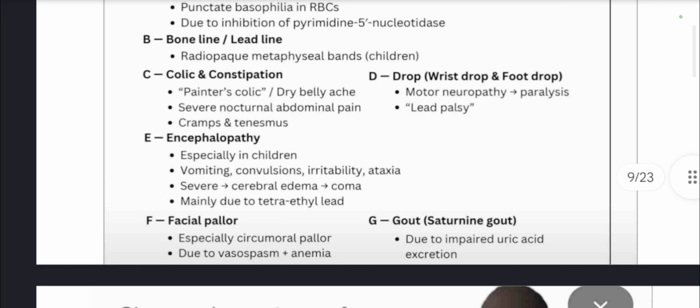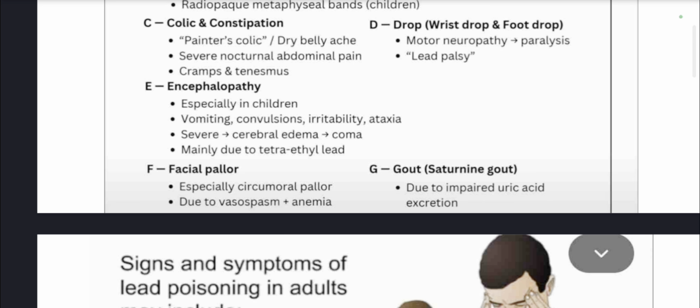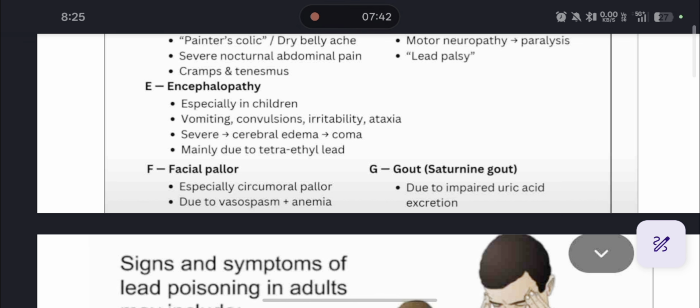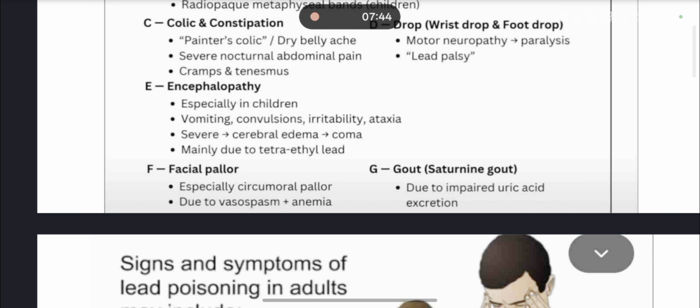E stands for encephalopathy, especially in children: vomiting, convulsions, irritability, ataxia, and in severe encephalopathy we observe cerebral edema, which leads to coma, and mainly due to tetraethyl lead. Tetraethyl lead is an organic lead, if you remember. F stands for facial pallor, especially circumoral pallor around the mouth, and due to vasospasm plus anemia, facial pallor occurs. And G stands for gout, which is saturnine gout due to impaired uric acid excretion.